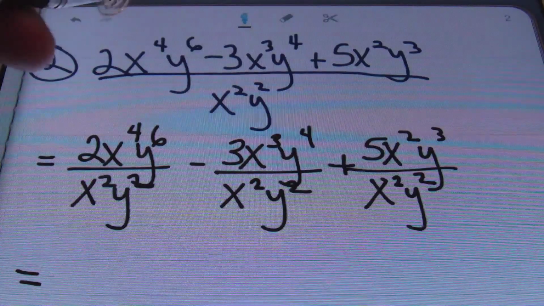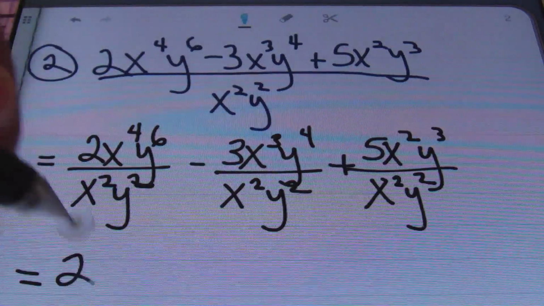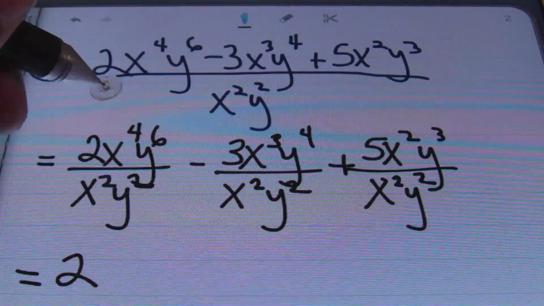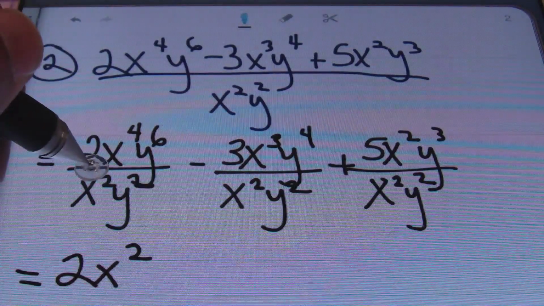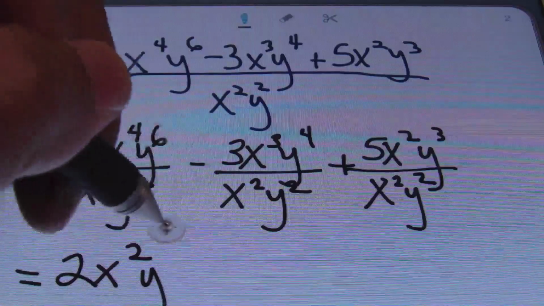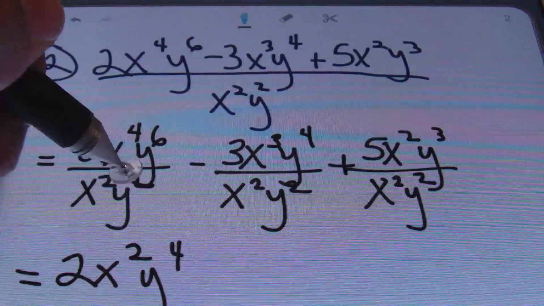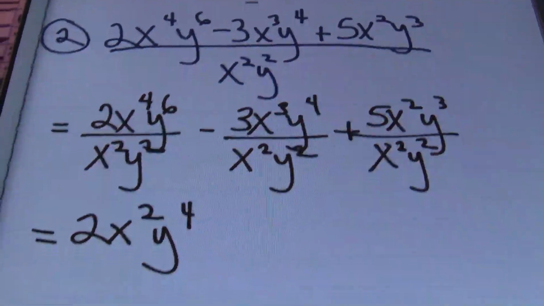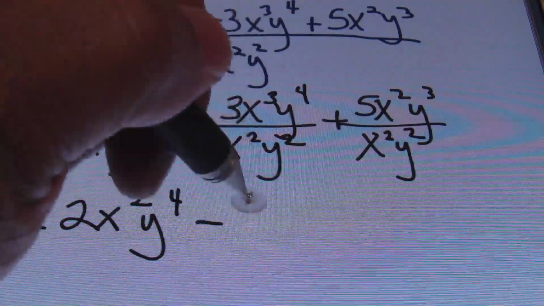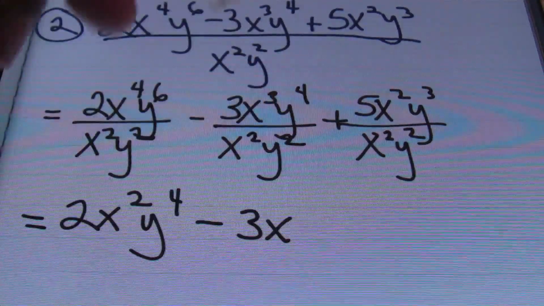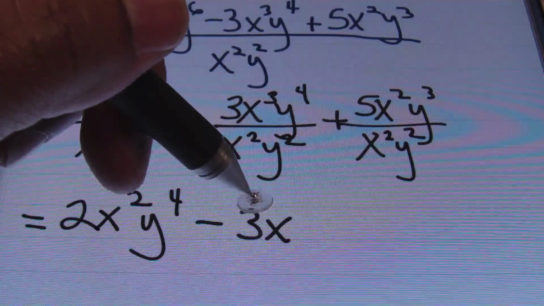All right. So I'm going to end up with 2. My largest exponent on x is in the numerator, so I'll end up with x to the 2nd power after subtracting 4 minus 2. My y is going to be to the 4th power because 6 minus 2 leaves me with y to the 4th power. All right, I'll bring that up so you can see. Then I'll bring down that negative sign. I'll have 3x to the 1st power because 3 minus 2 leaves me with x to the 1st power.